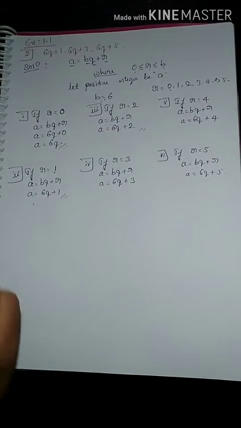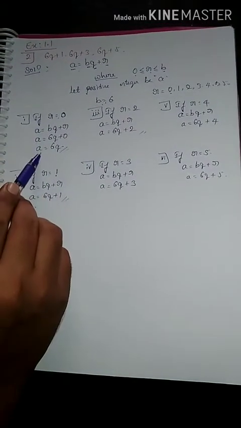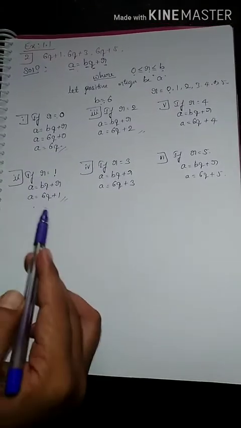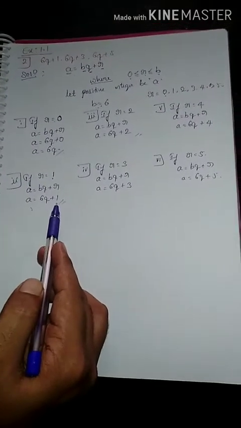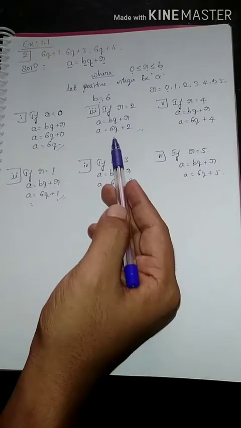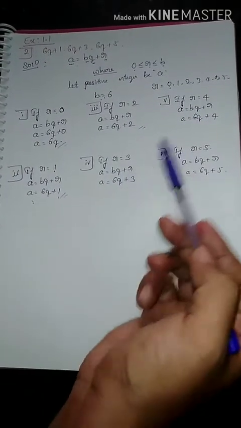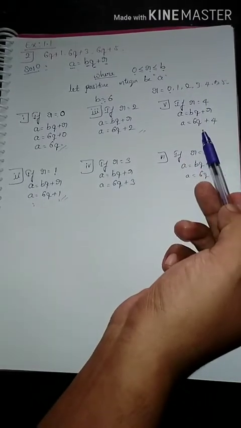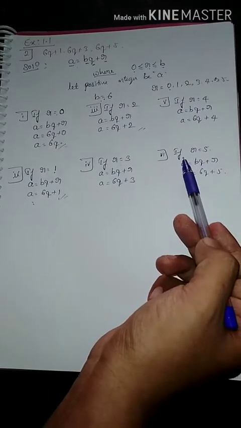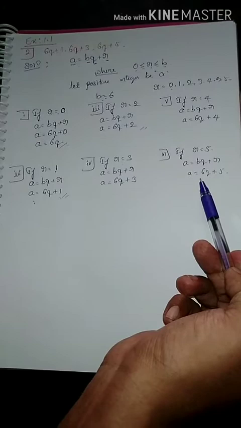Okay. See here, when r is equal to 0, a is equal to 6q. When r is equal to 1, a is equal to 6q plus 1. When r is equal to 2, a is equal to 6q plus 2. When r is equal to 3, a is equal to 6q plus 3. When r is equal to 4, a is equal to 6q plus 4. When r is equal to 5, a is equal to 6q plus 5.